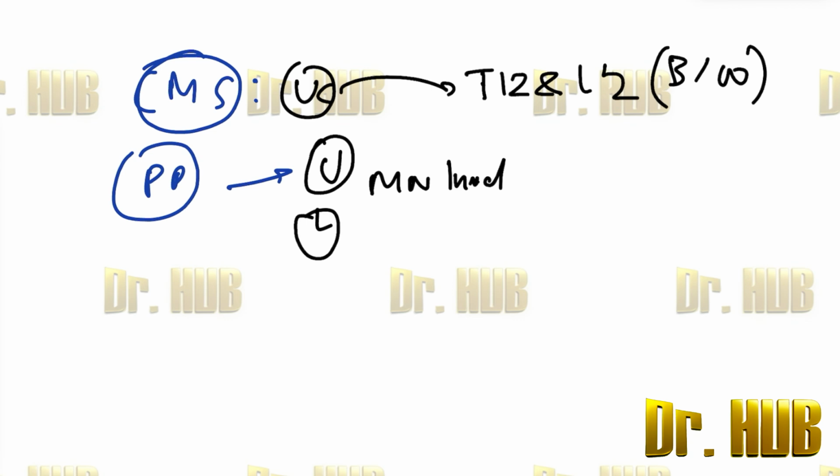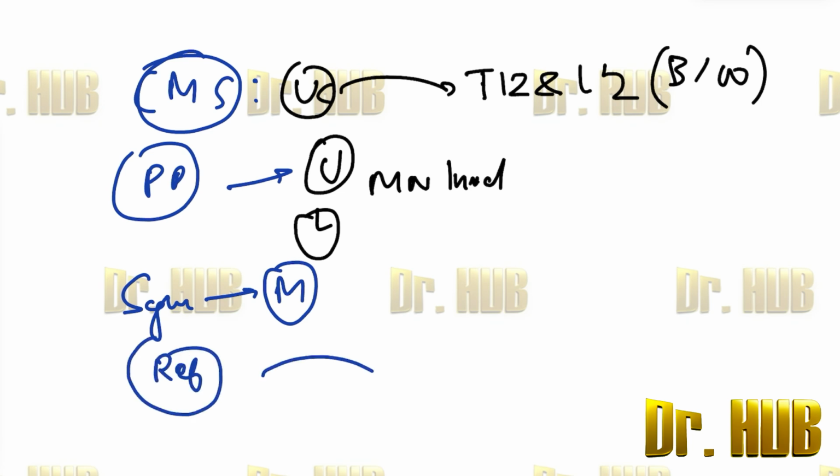Next is the motor strength. It is symmetrical motor impairment. And for reflexes, the knee jerk is preserved whereas the ankle jerk is affected.